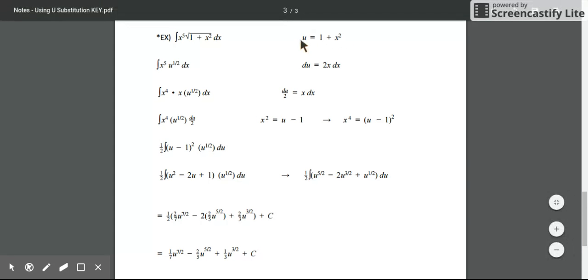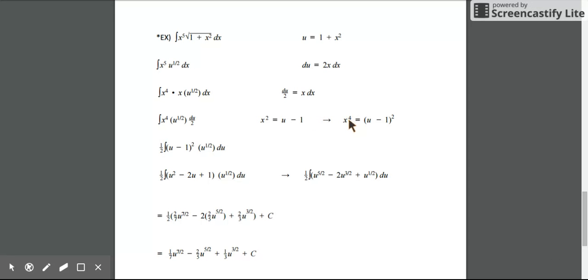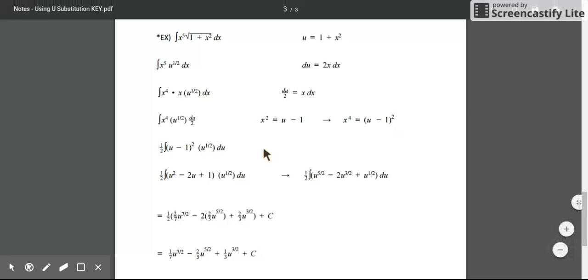If I solve this for x squared, just subtract 1 from both sides, then I know that x squared equals u minus 1. If I want to make this x to the fourth, all I need to do is square both sides. So squaring both sides still keeps my equation equal. So x squared squared is x to the fourth, and u minus 1 squared would be the quantity u minus 1 all squared. So now I can actually substitute this function that's in terms of u in that x to the fourth spot.